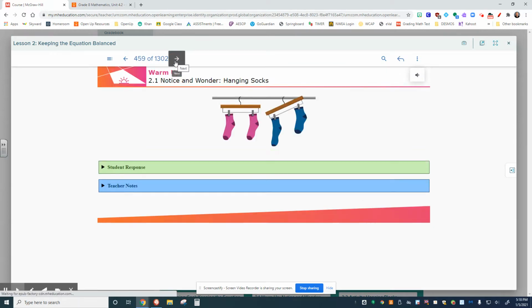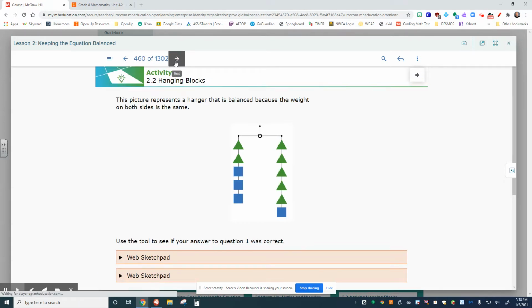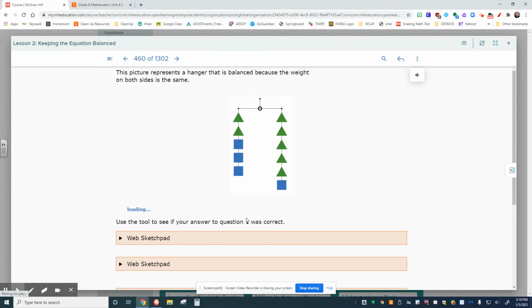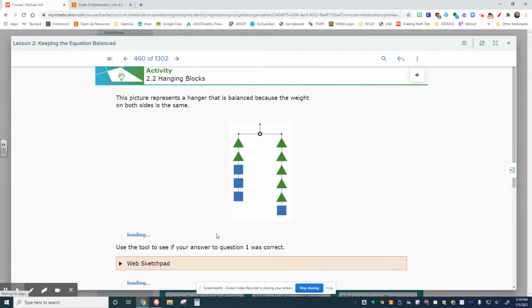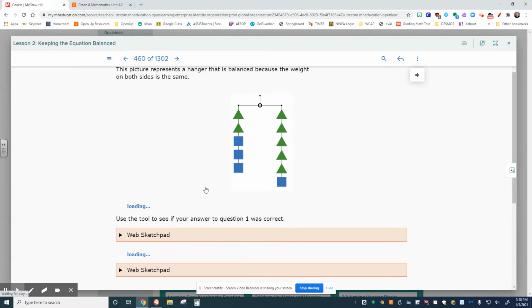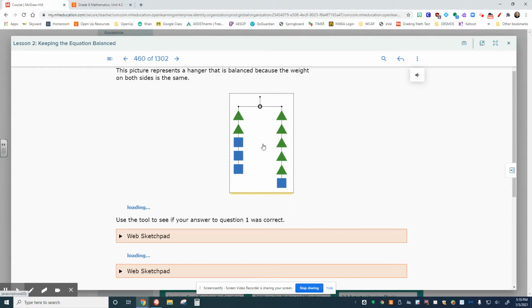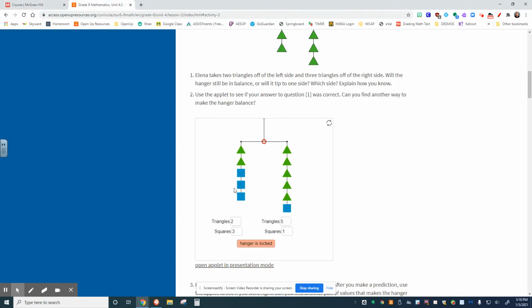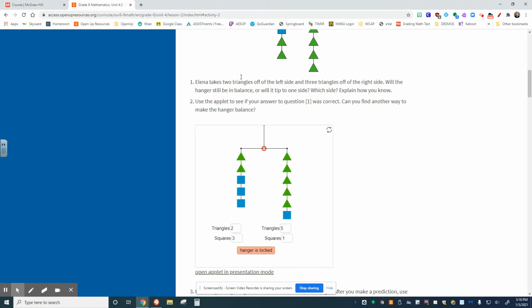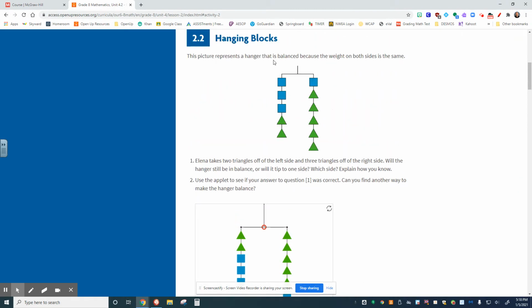Same question about the socks. What do you notice? What do you wonder? And then you get into this one. And the cool thing about this tool is you have the opportunity to go ahead and work off of the same hanger. Just a little bit different than this page. I'll show you first on this one. If you take, so Elena has this triangle or this balance right here. It represents a hanger that is balanced because the weight on both sides is the same.